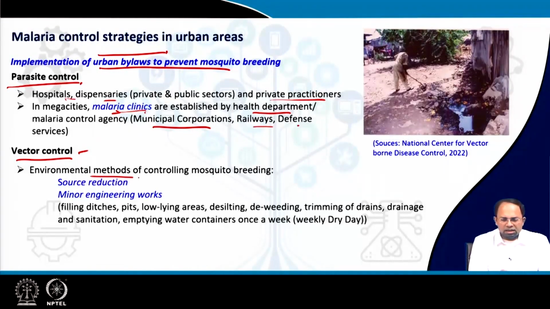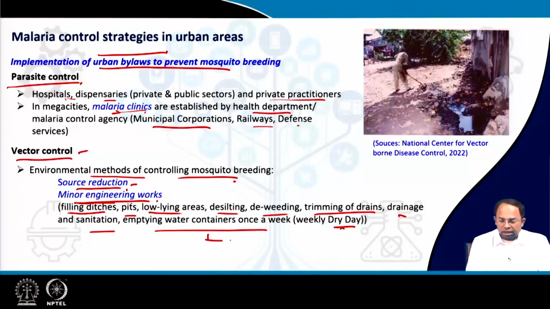There are different methods. The methods of controlling mosquito breeding are source reduction and also minor engineering works. Source reduction is reduction of the vectors themselves, and engineering works are in regard to cleaning of the environment so that you don't give space for the mosquitoes to breed. So you can fill up ditches, pits and low-lying areas, desilt drains, deweed drains, trim drains, improve drainage and sanitation, and empty water containers once a week, also known as dry day.